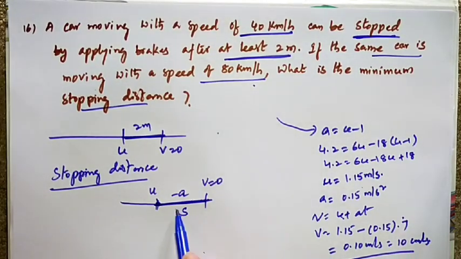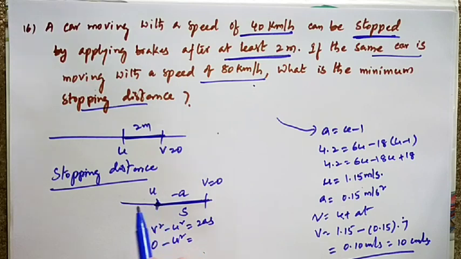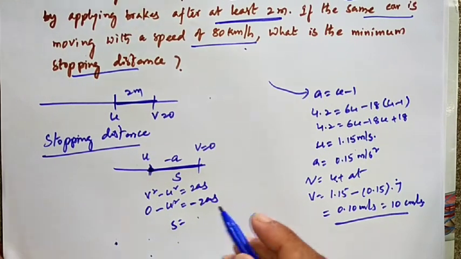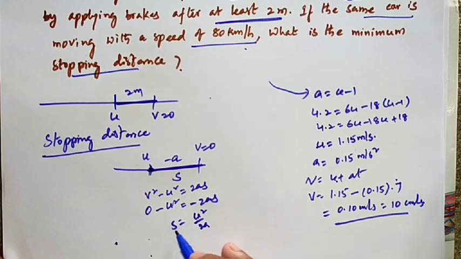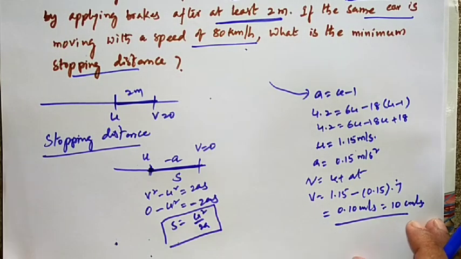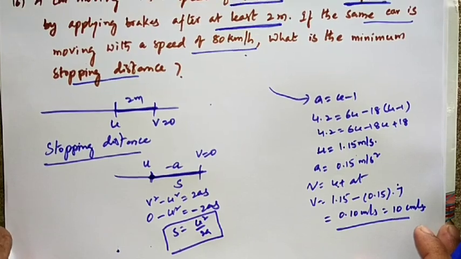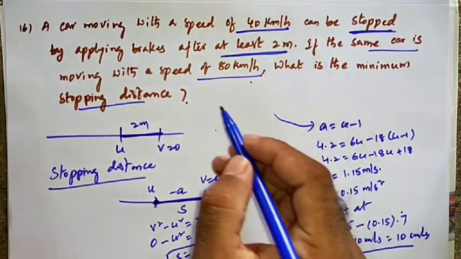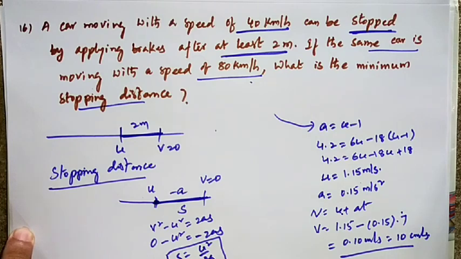Now let us calculate the stopping distance s. So you apply v square minus u square is equal to 2as. v square is 0, minus u square. Here u is which velocity? Not the initial velocity, but the point where the brakes are applied. Now minus 2as. Then s is equal to, what can you write from this? s is equal to u square by 2a. This is the formula to calculate stopping distance. s is equal to u square by 2a. And now in this first case, what is the stopping distance given?